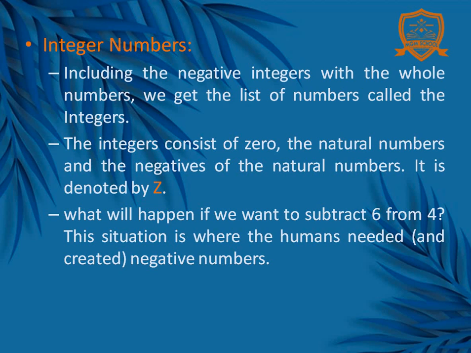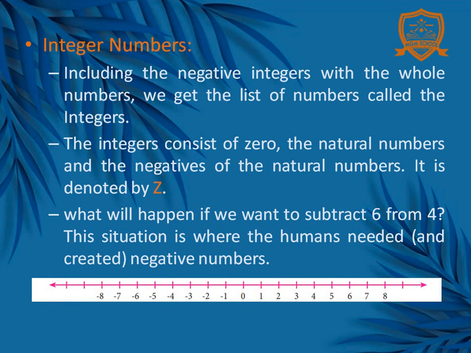In integers, we have the set of zero, the natural numbers and the negatives of the natural numbers. The integers consist of 0, the natural numbers and the negatives of the natural numbers. The integer is denoted by the letter Z. Here you can see the ray diagram, the number line of the integers. From 0, the right side, the forward direction, denotes the positive integers and the backward direction denotes the negative integers.